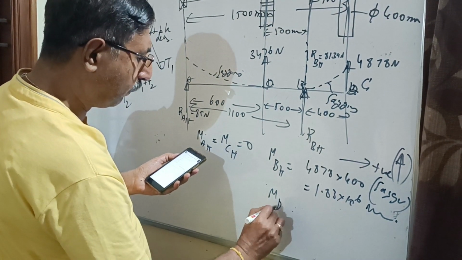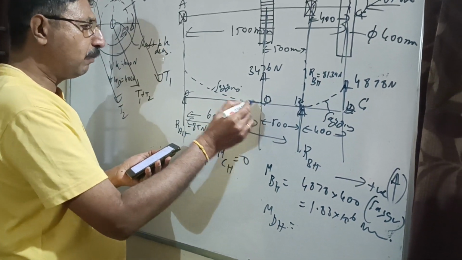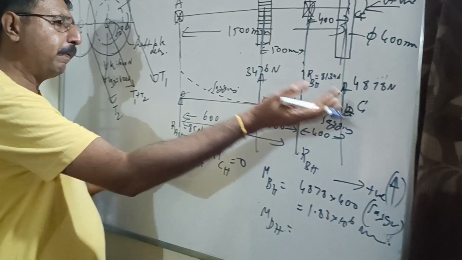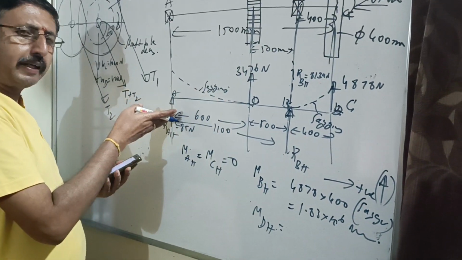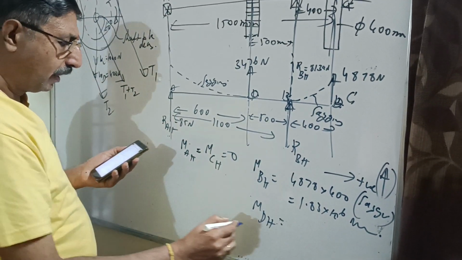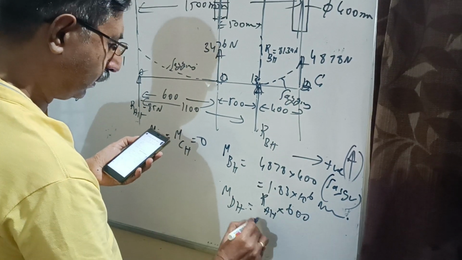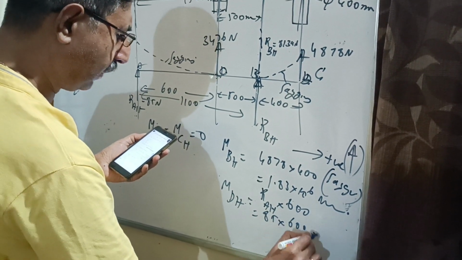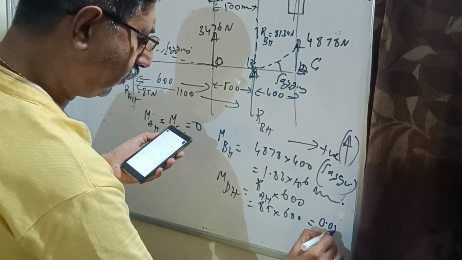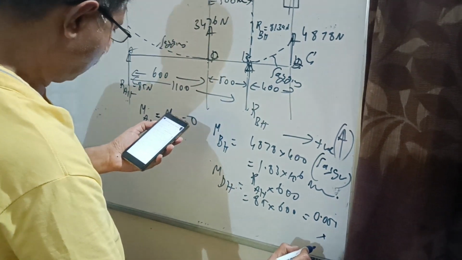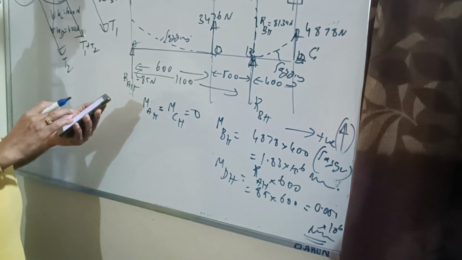Similarly, what about the bending moment at point D, MDH? Again, in the same way we can argue. I can find out the bending moment at point D by taking moment due to all the forces either to the right of point D or to the left of point D. Because there is only one force to the left of point D, we can take the bending moment due to RAH here. RAH into how much? 600. That is 85 into 600. Very small value, around 0.051 into 10 raised to 6 Newton millimeter.